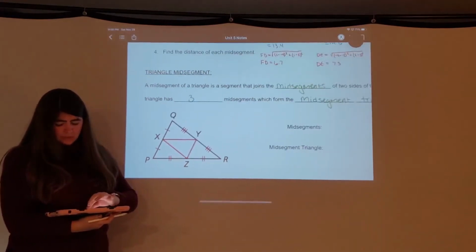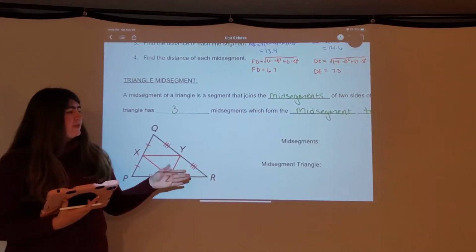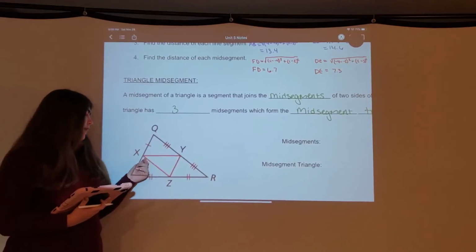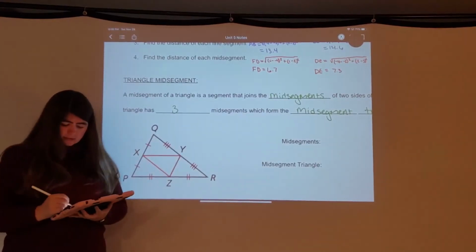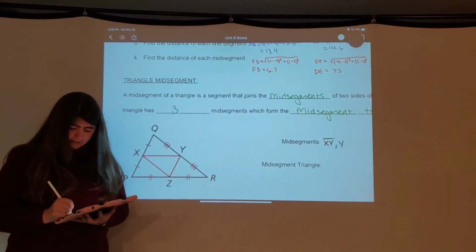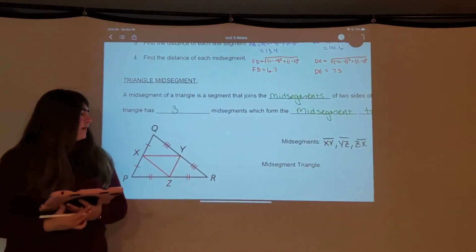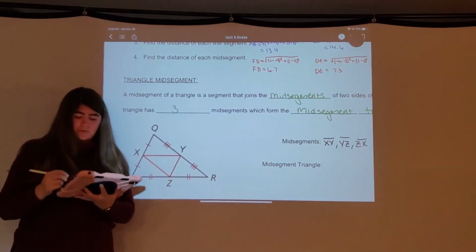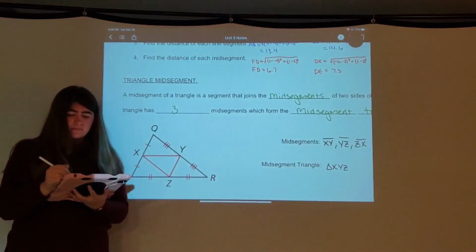Alright, so it is asking me to find some things here. First it says to identify the mid-segments. Well, those are the segments that travel from midpoint to midpoint. So I have XY, YZ, and ZX. I'm going to write those out. XY, YZ, and ZX. And then my mid-segment triangle is just the triangle that's formed from those 3 segments. So I have triangle XYZ.